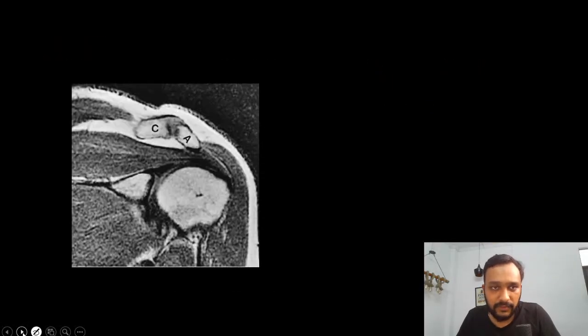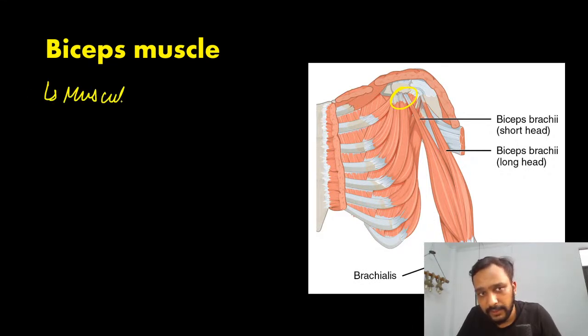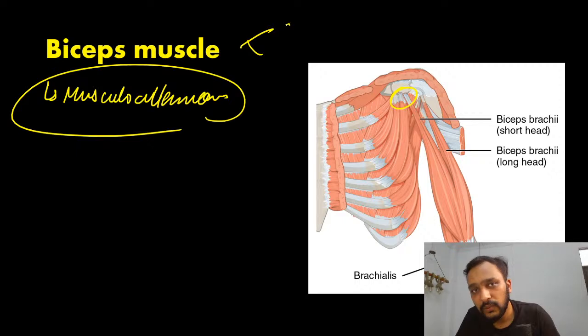Axillary artery we have discussed, brachial plexus we have discussed, right? Biceps muscle, it is supplied by the musculocutaneous nerve. And the two heads, what is the origin of this biceps?